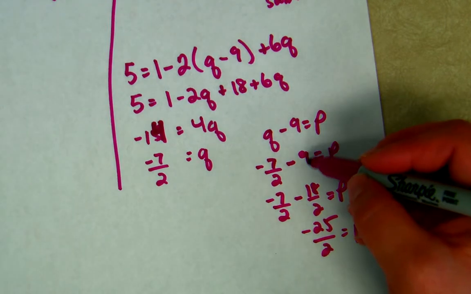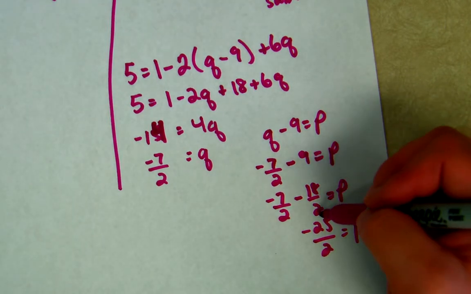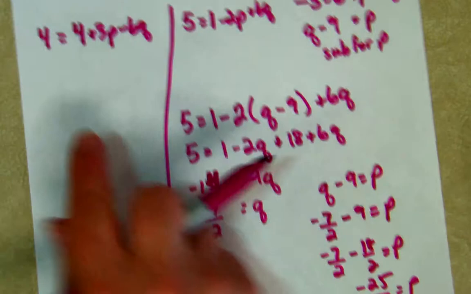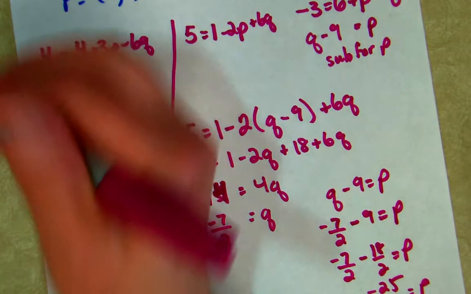So I got a common denominator. So negative 9 became negative 18 over 2. And then I got my P and Q. But here's where I have to check to make sure that they work.